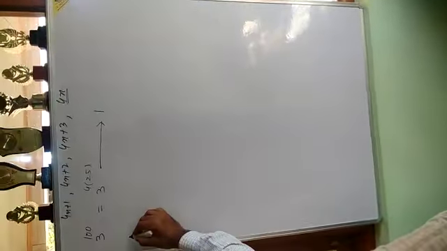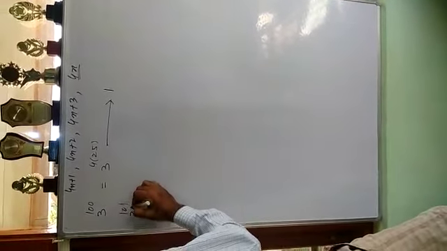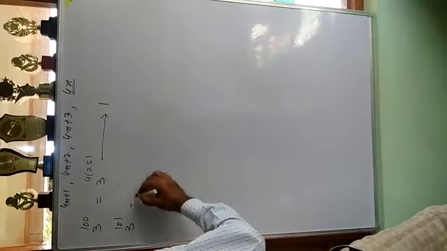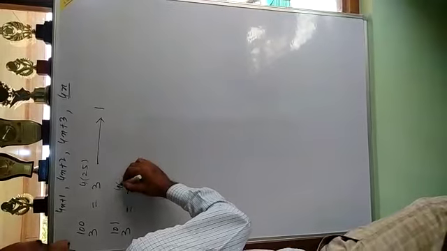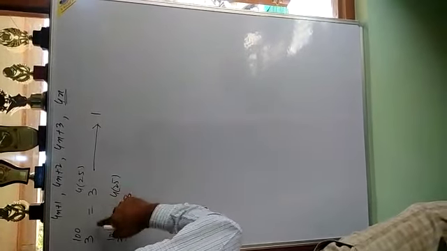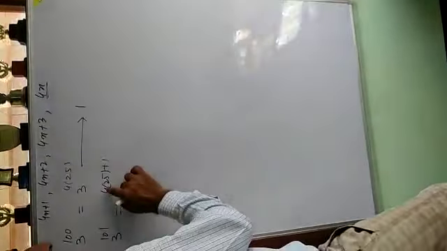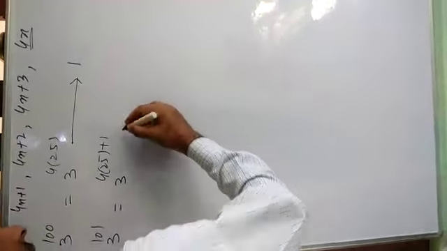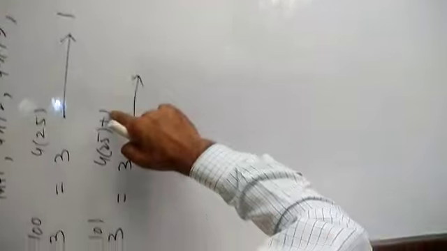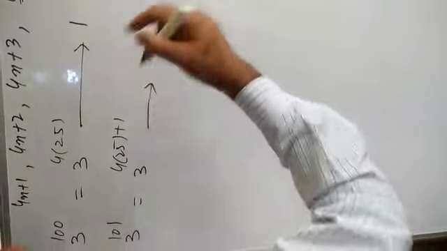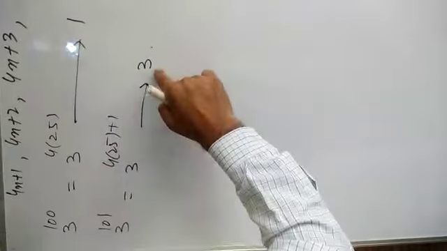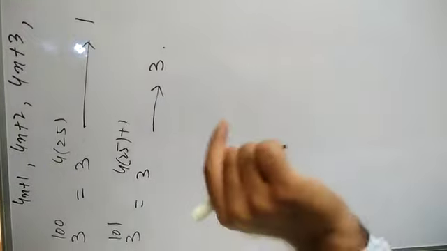Suppose now we have 3 raised to power 101. So this can be written as 3 raised to power 4 into 25. 4 into 25 is 100, and the remainder is 1. So this is of the form 4n plus 1. So it means that this 3 is repeated how many times? 1 time. So 3 into 1, that is 3. So the last digit of this number will be 3.